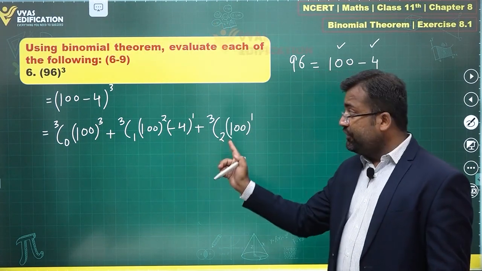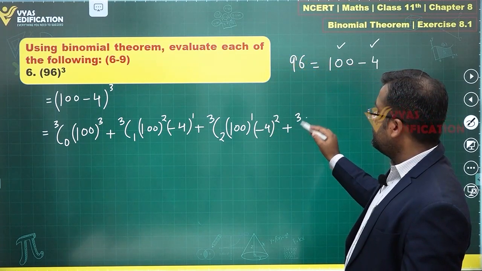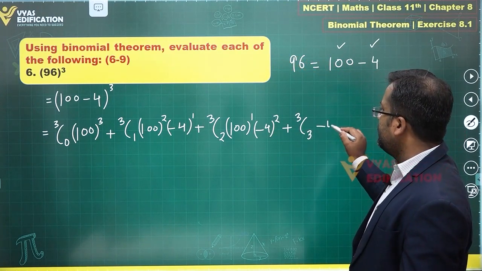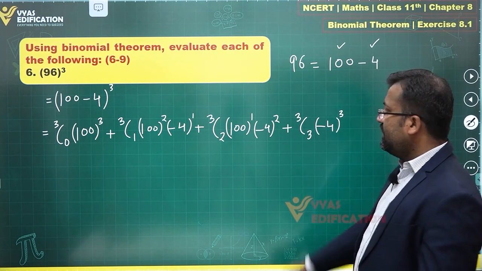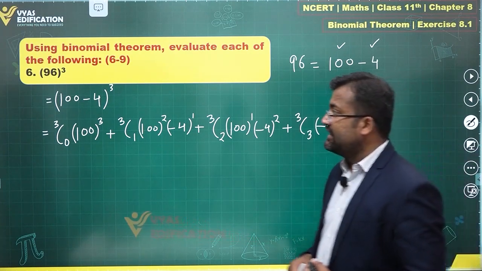The power of 100 is reducing and the power of minus 4 will increase, plus 3c3. The power of 100 will be 0, and the power of minus 4 will be 3. This is what you get. Okay, next, let's move on to the next step.